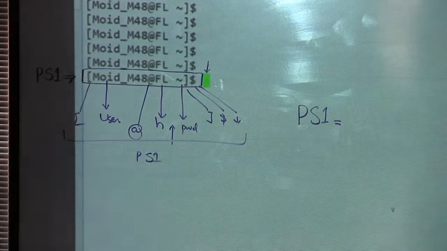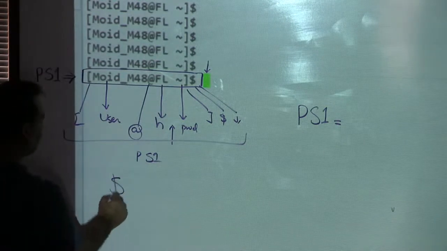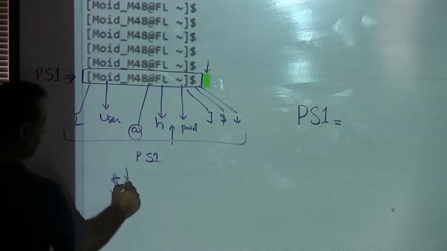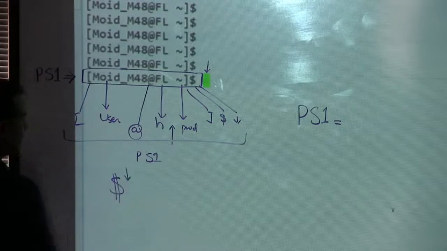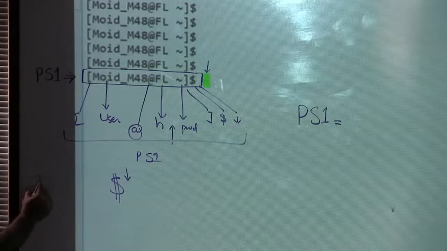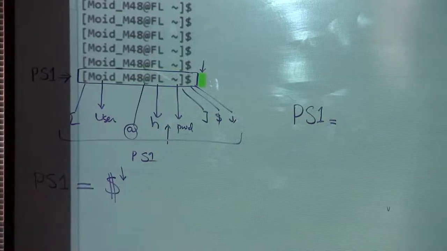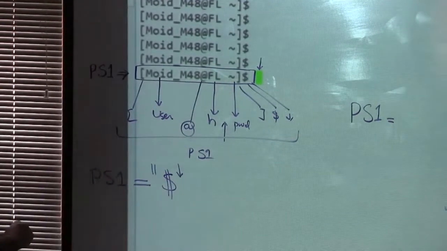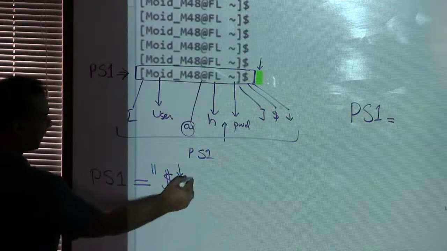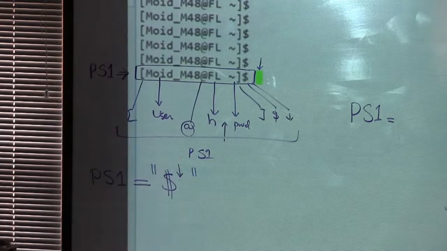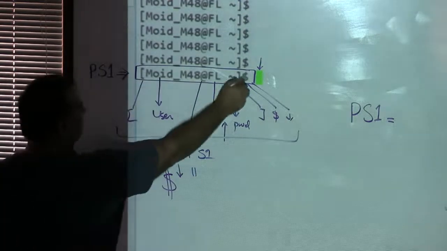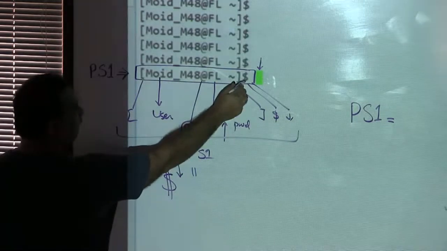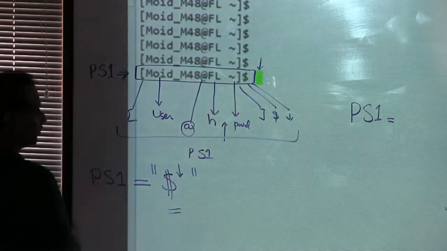But I don't like this. What I want is a simple dollar sign followed by a space. This is what I like. So what I can do is say PS1 is equal to double quotation, dollar sign, a space, another double quotation. That's it. So all these extra things that it is showing will get converted just to the dollar prompt.